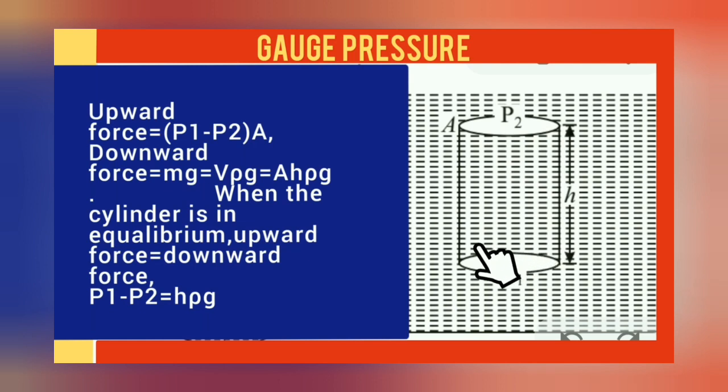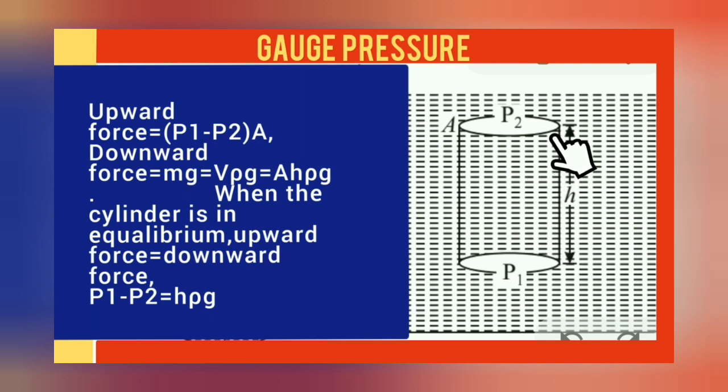The weight of the cylinder is equal to the mass of the cylinder times the acceleration due to gravity. Mass of the cylinder means volume of the cylinder times the density of this liquid. We will take the density of this liquid as rho. Then what is the volume of the cylinder? Volume of the cylinder is equal to A into H, that is, area of the face times height. That means the total mass is equal to A H rho.